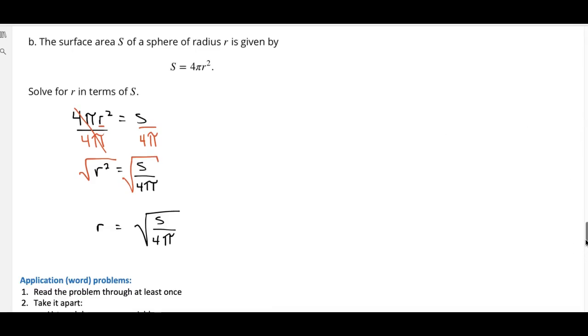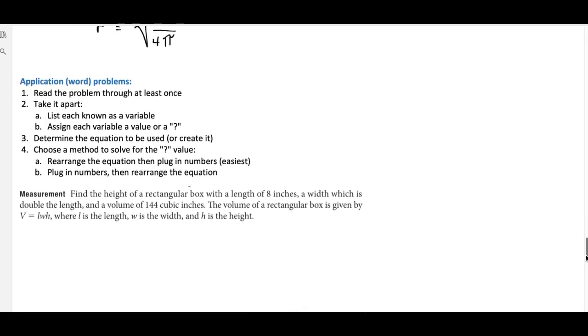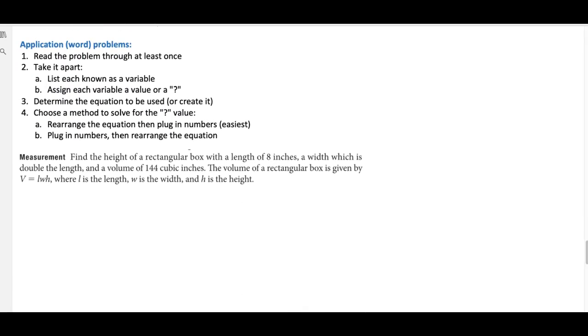All right. The last thing I want to talk about is doing word problems. This is a technique that I like to share with people because it is really helpful for many science classes and all word problems. So first you need to read the problem through at least one time. Then take it apart. List every known variable and then assign each variable a value or a question mark.